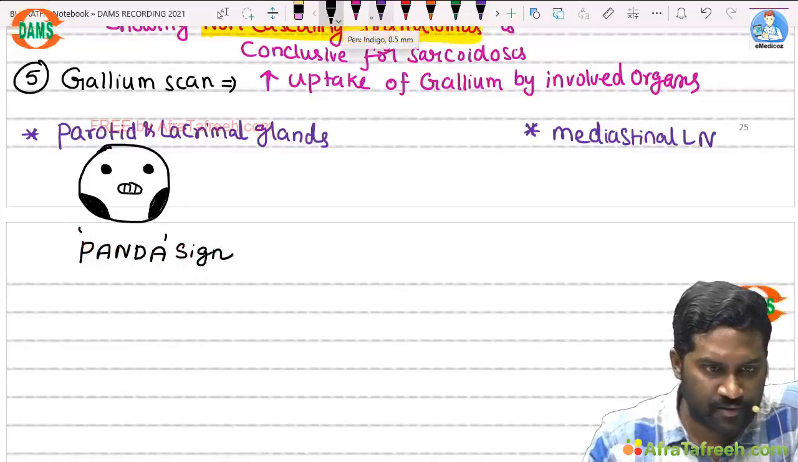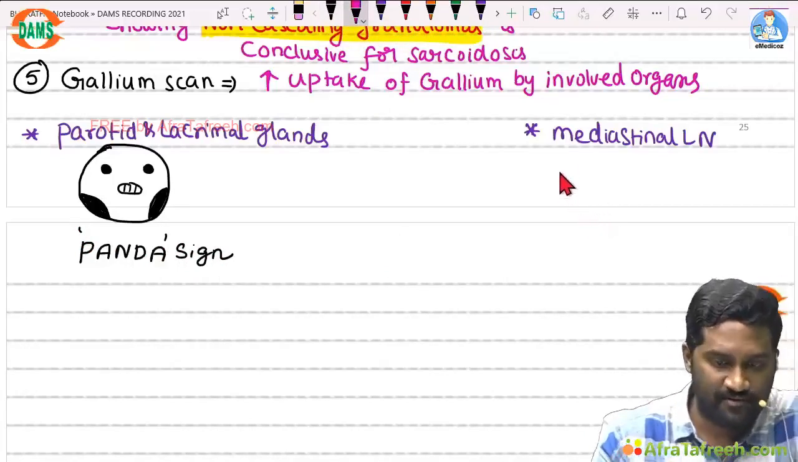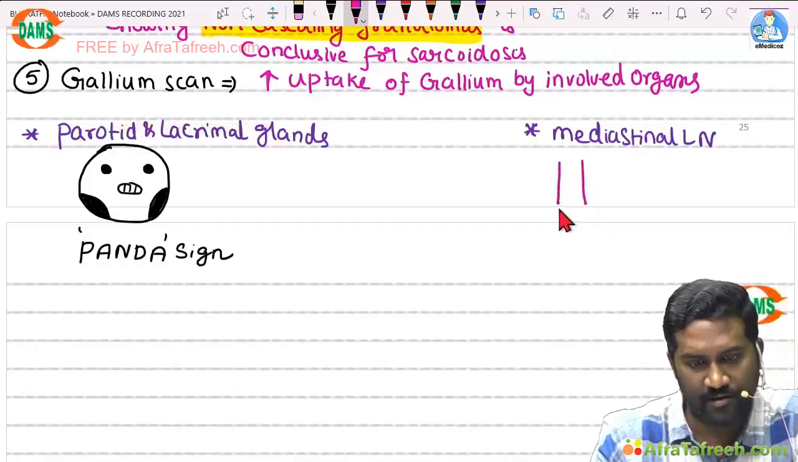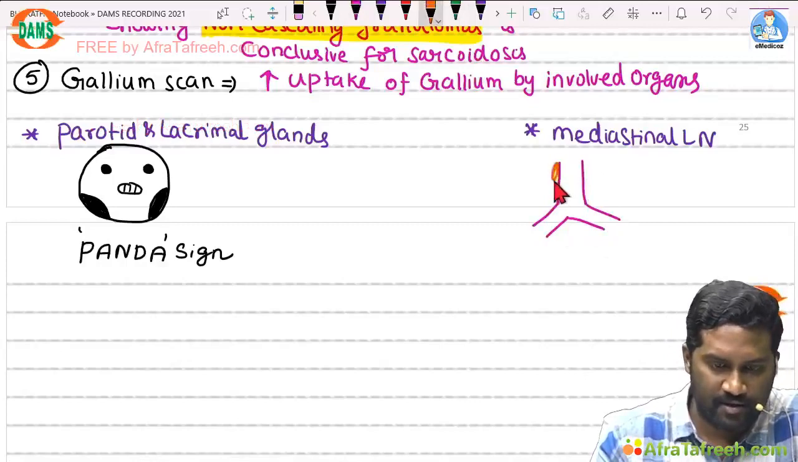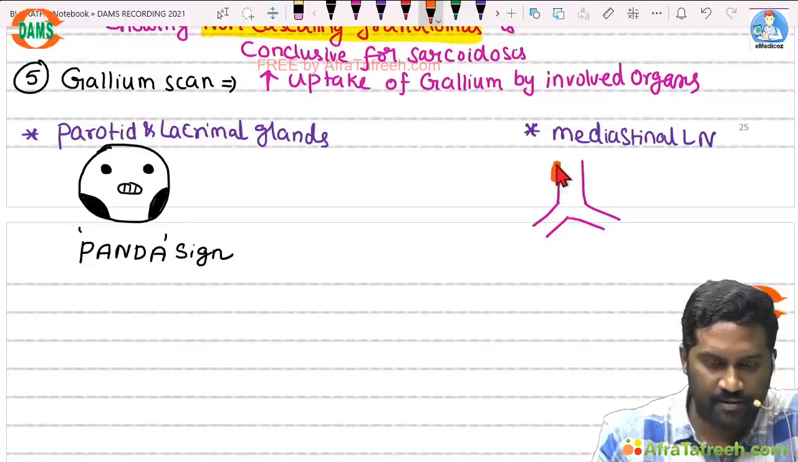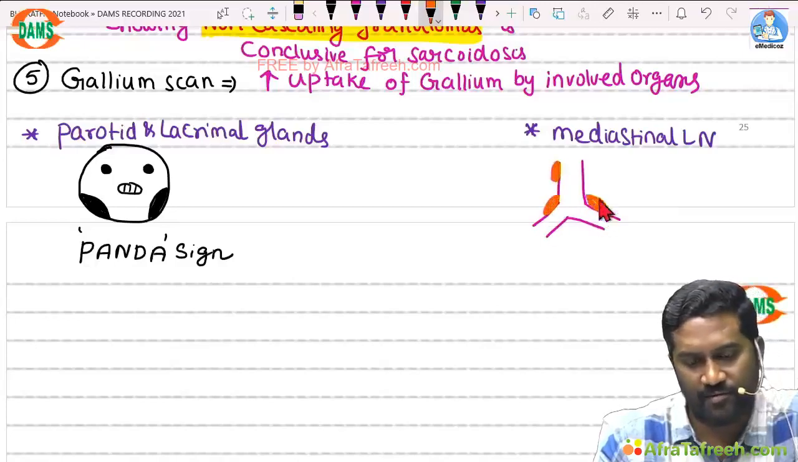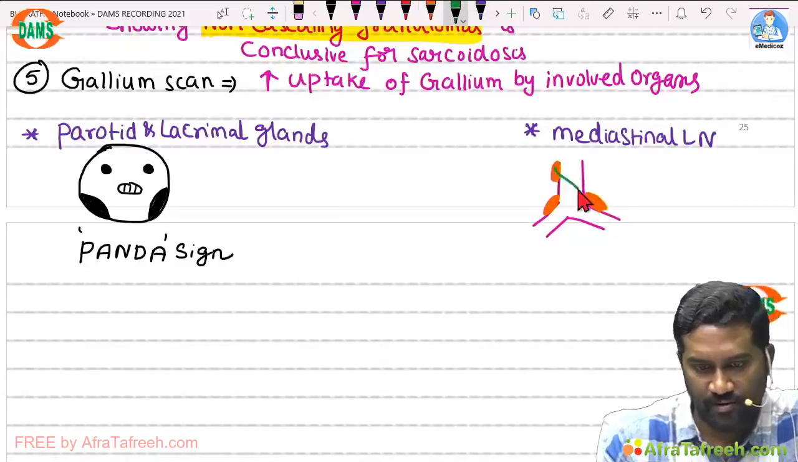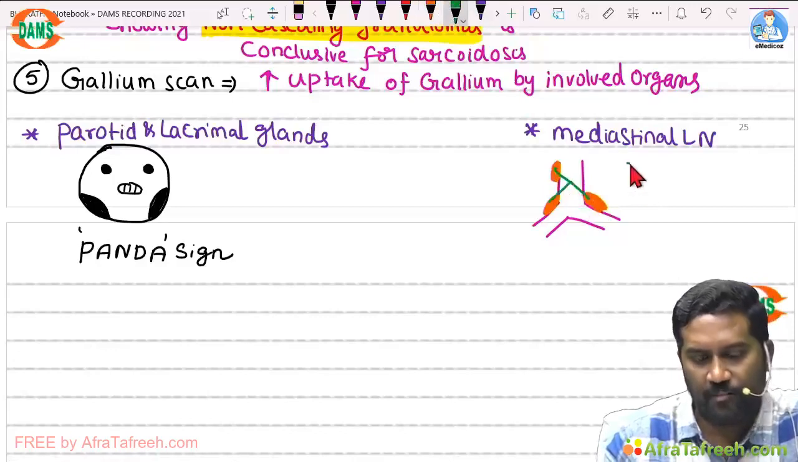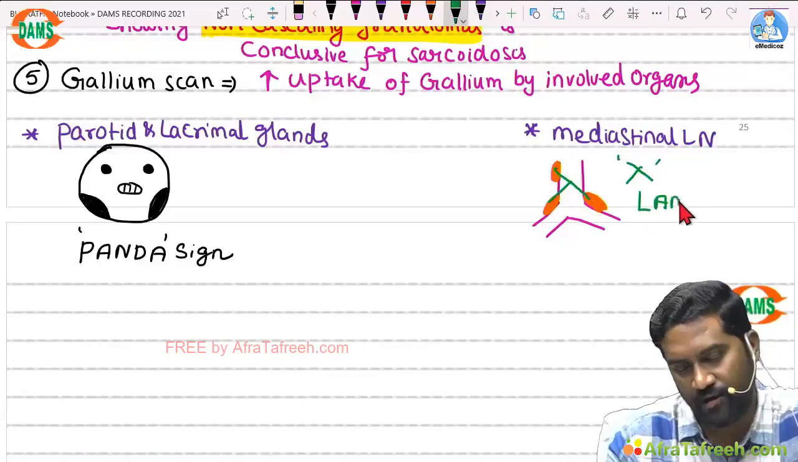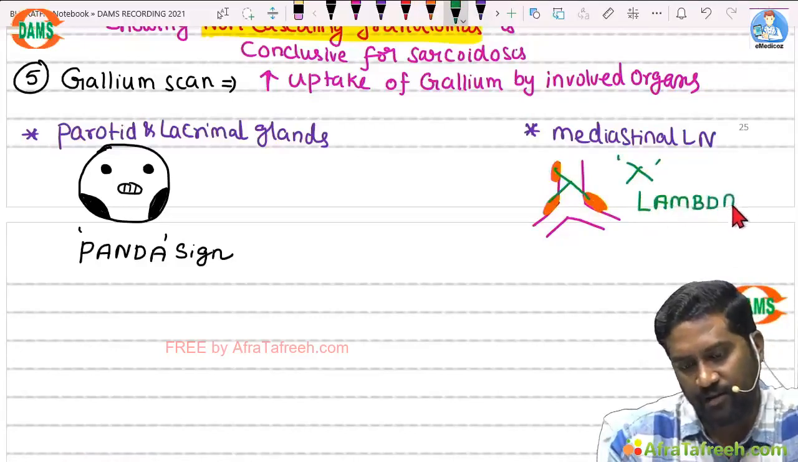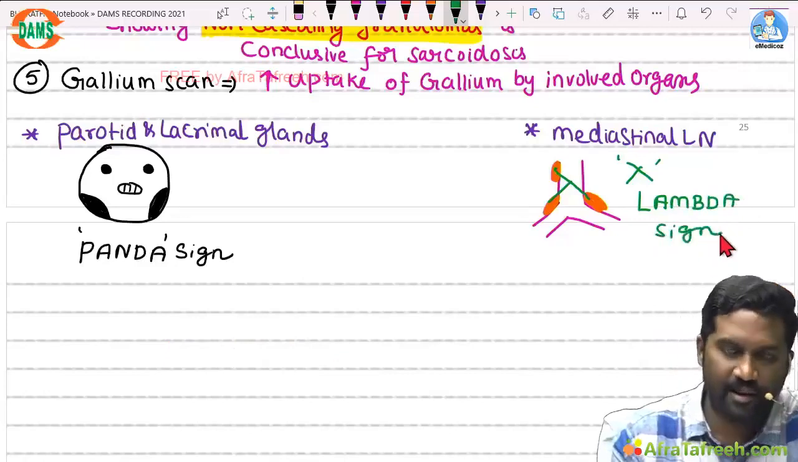Now coming to mediastinal lymph node enlargements, let this be the trachea, let this be the bronchus. There can be increased uptake by paratracheal and bilateral hilar lymph nodes. Now because of this increased uptake, if you join these structures, it can appear like a sign. What is this sign? This sign is called lambda sign.